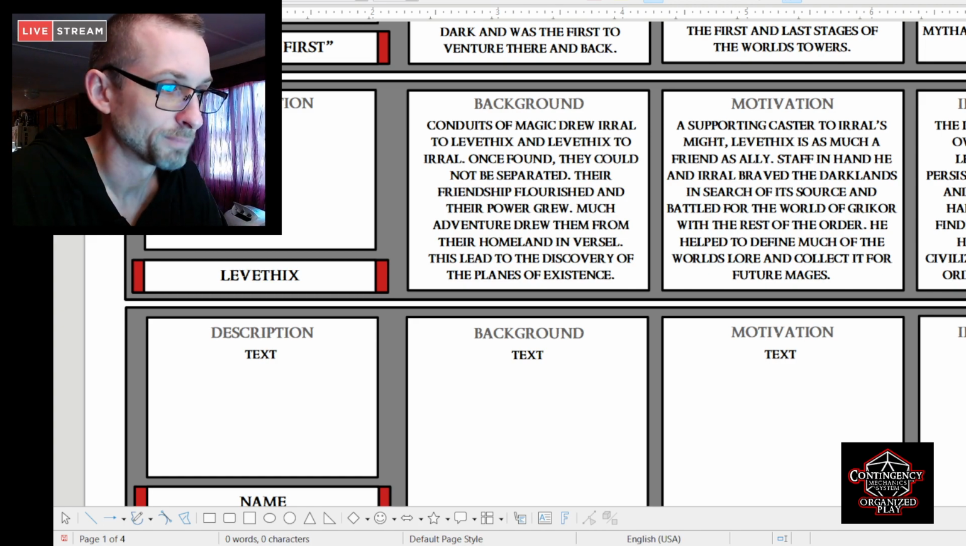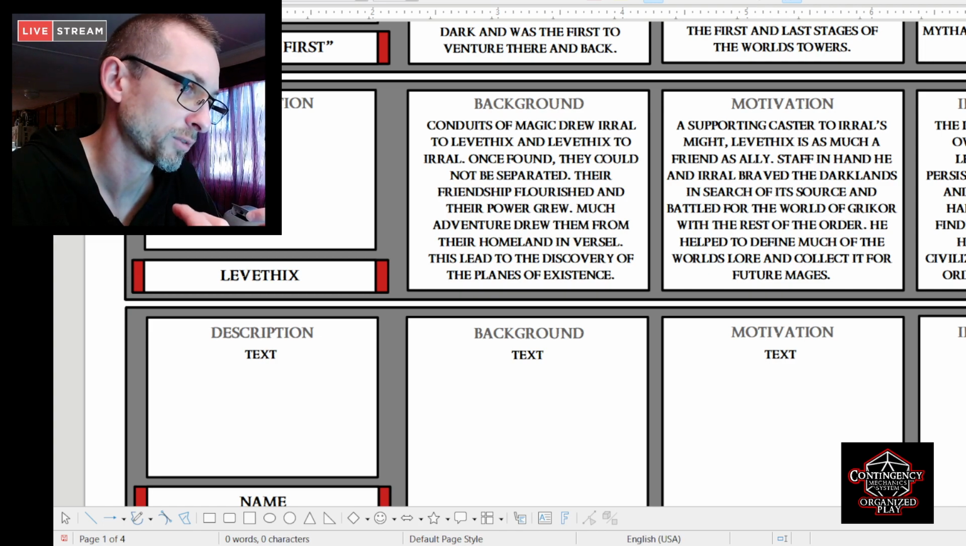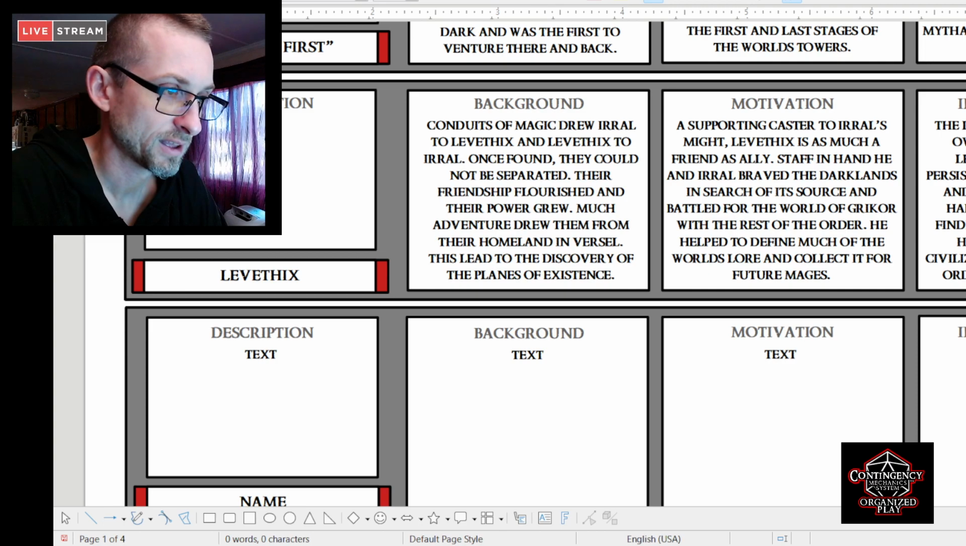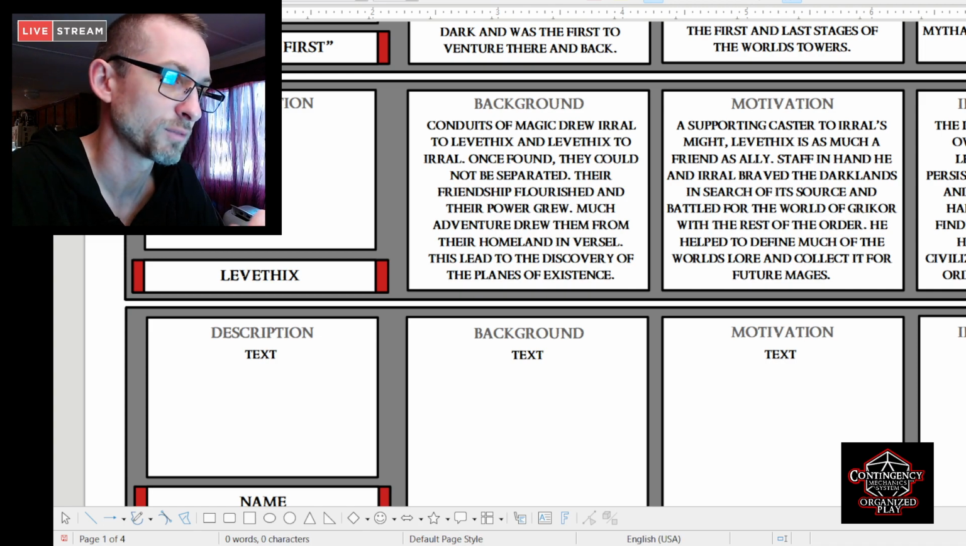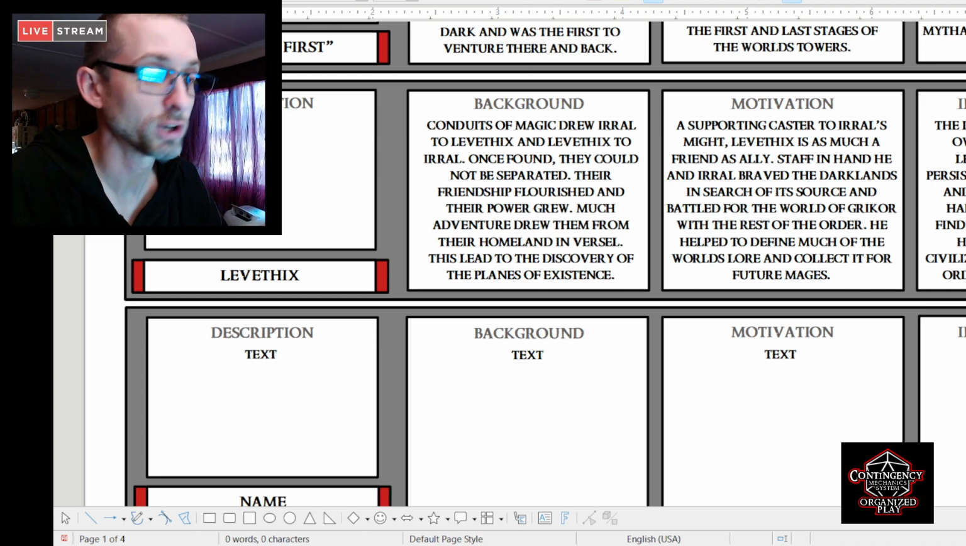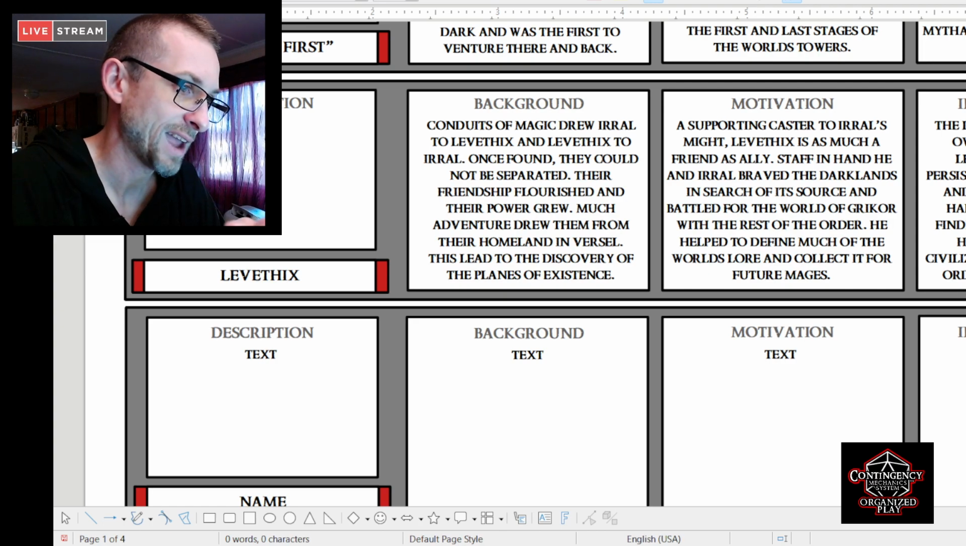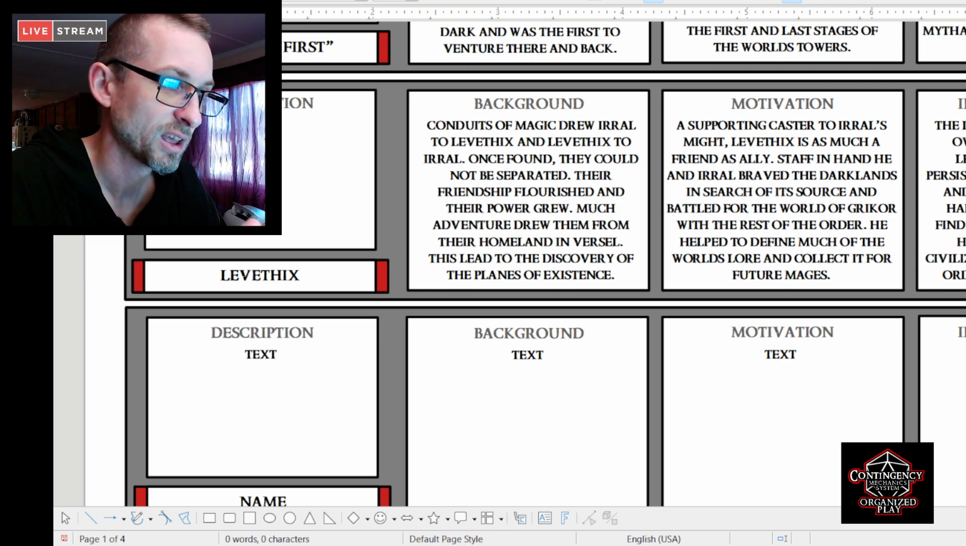So, much adventure drew them from their homeland in Versailles. Aral and Levithix had adventures prior to creating the Mage Order. And those adventures led them to the discovery of the planes of existence. So they were out adventuring about, doing whatever, could be anything. And they discover these planes of existence. They find the Shadow Realms, and they find the Dark Lands, both in the process.